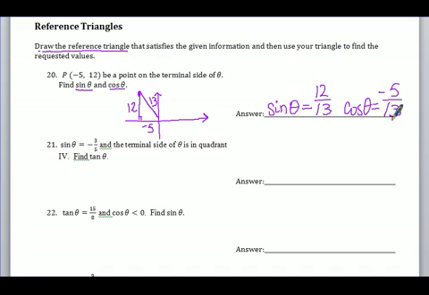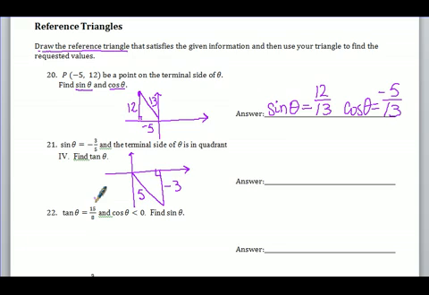All right, question 21. Sine theta is equal to -3/5, and the terminal side of theta is in quadrant 4. So we need to draw a quadrant 4 triangle, which would look like this. Sine is equal to -3/5. Well, we need to remember that sine is equal to y over r. So that means that my y side is going to be -3 and my r is 5.